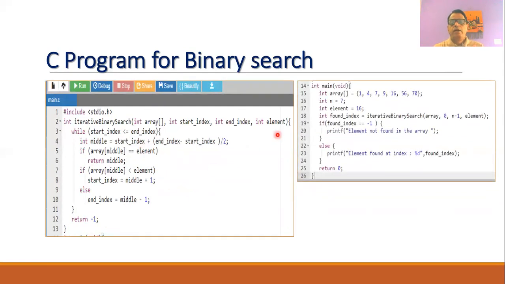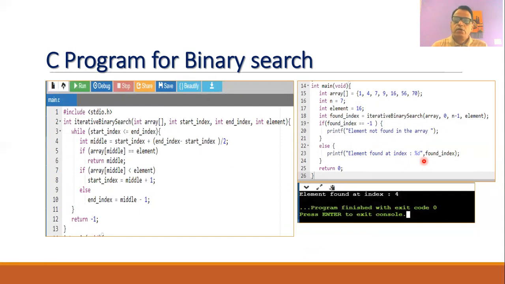We can write an appropriate main function where we will initialize the array with different data values. Then we will set the number of elements in the array, n. Then we will set which element we want to search in the array. And then we will call this iterative binary search function, and we will assign the return value to the found index. If the found index is equal to -1, then we will announce that the element is not found in the array. Otherwise, we will announce that the element is found at the index given by the value of the found index.